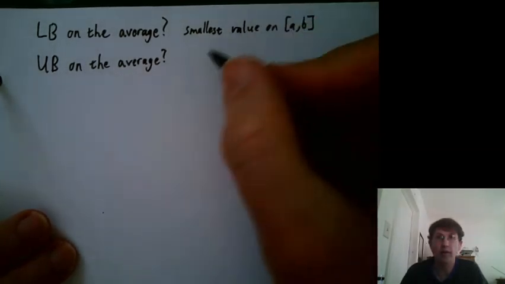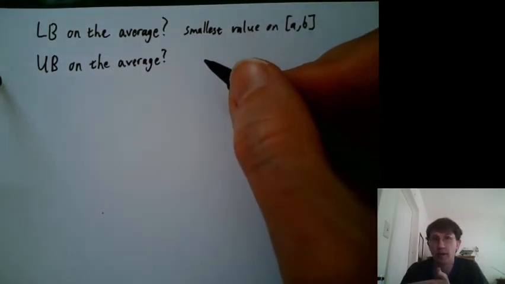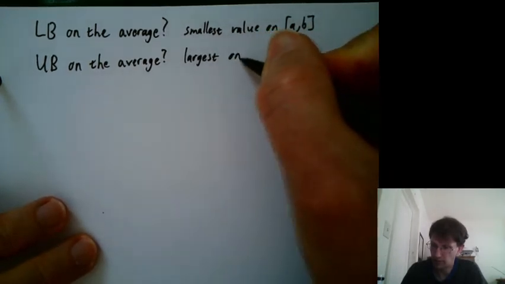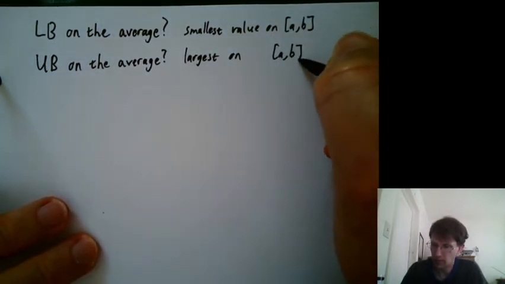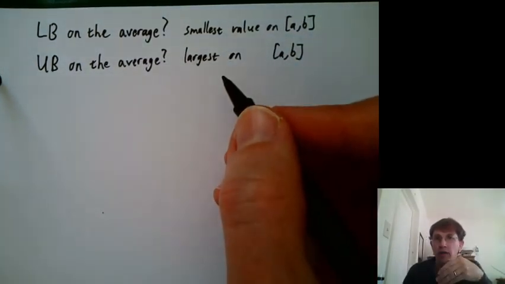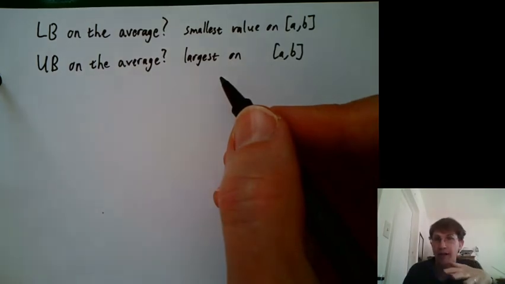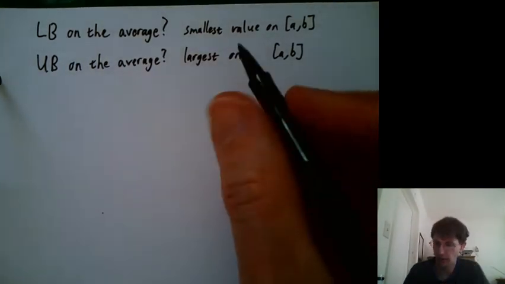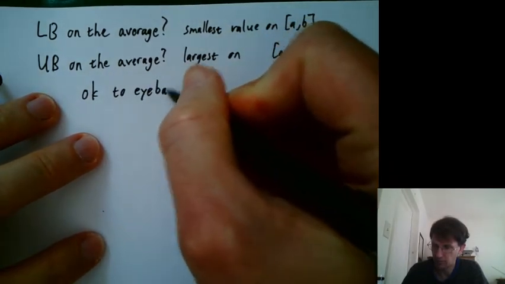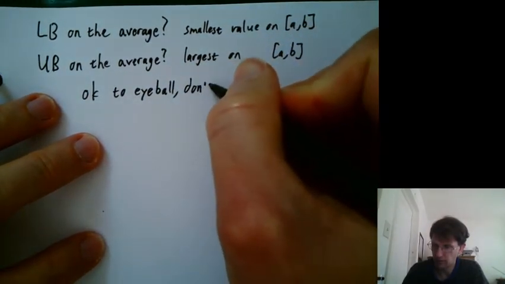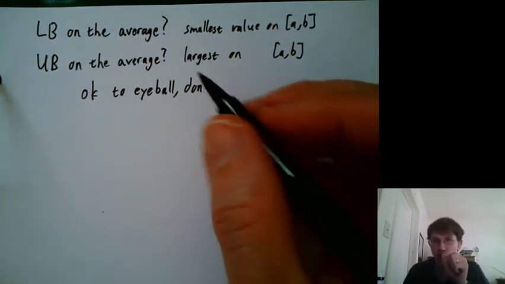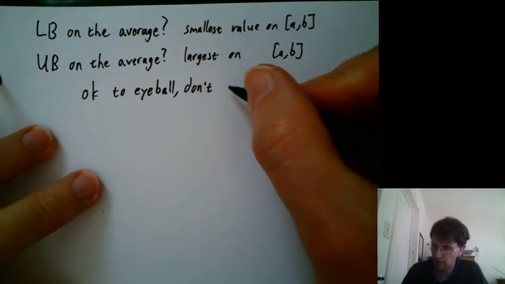And then how about an upper bound? The average can't be larger than the largest value, right? But when we're doing this, I don't mean we have to compute these smallest or largest values with high precision. It's okay to just eyeball it from the graph. You don't have to be super careful about it, because we're not expecting the average to be right close to that lower bound or upper bound anyway, so extreme precision in those is not needed.